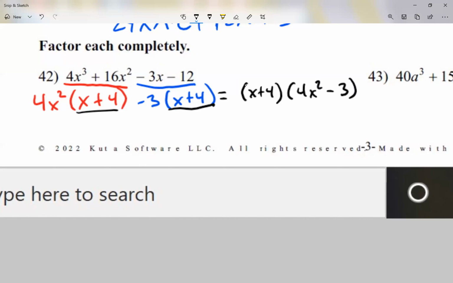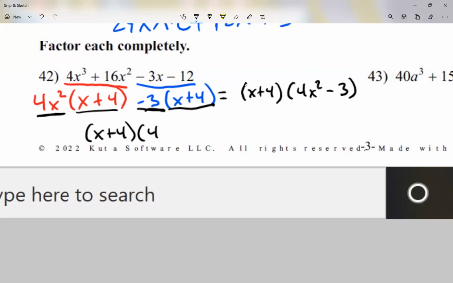Now, you might be wondering, where did I get the 4x squared minus 3? That's basically what we factor out on each. 4x squared minus 3. If I'm typing this, my first parenthesis is going to be x plus 4. My second parenthesis will be 4x to the second minus 3.